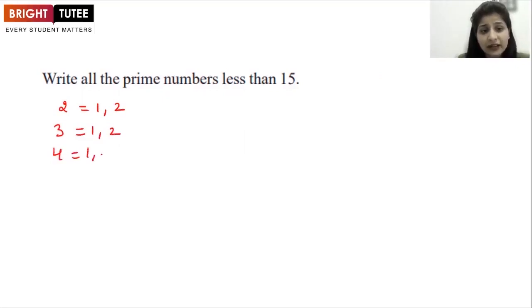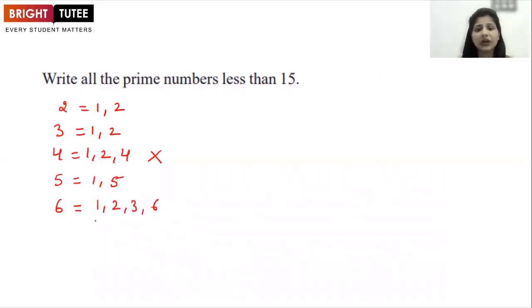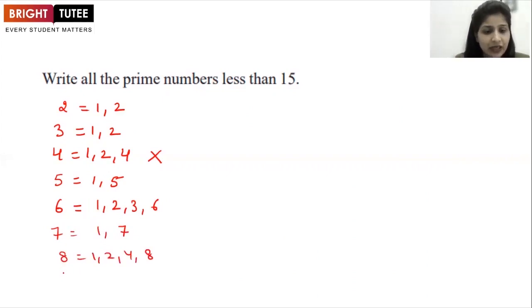4 has 1, 2 and 4, so this will not be a prime number. 5 has the factors 1 and 5. 6 has 1, 2, 3 and 6 as factors. Also, without writing the factors, you can follow the sieve of Eratosthenes method. Then 7, just 1 and 7, these are the only 2 factors. 8 has the factors 1, 2, 4 and 8. 9 has 1, 3 and 9. 10 has 1, 2, 5, 10.